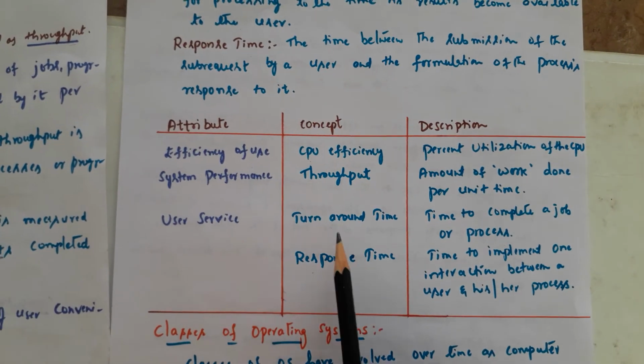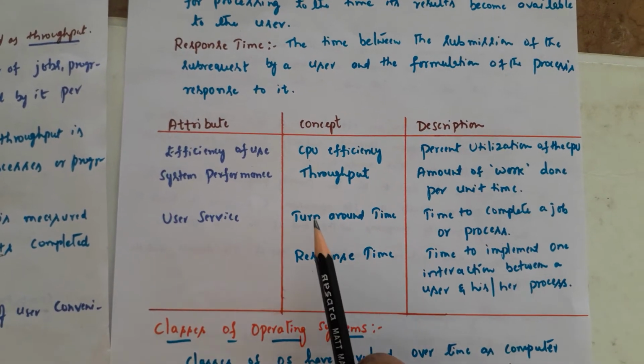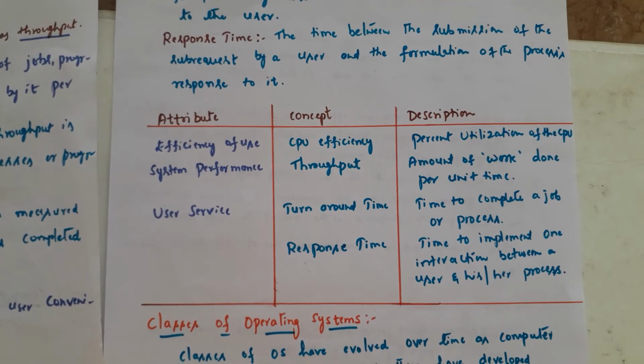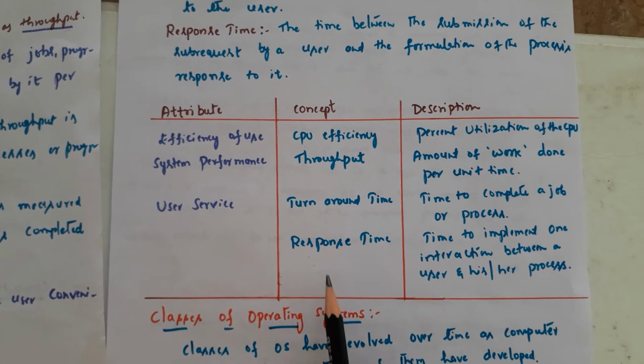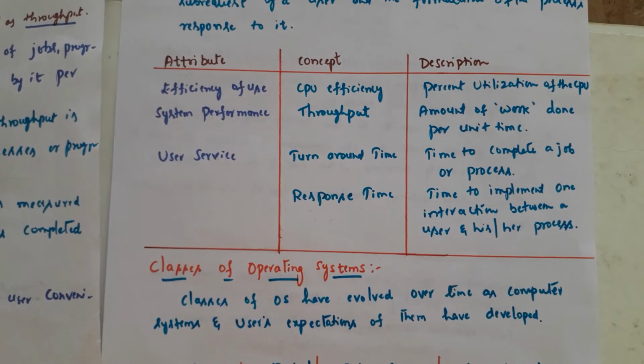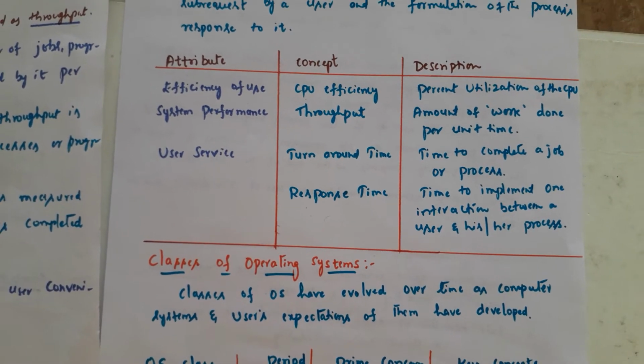User service is based on two concepts: turnaround time and response time. Turnaround time is the time you require for the completion of a job, from initiation to termination, and response time is the time for the initiation and completion of a sub-request.